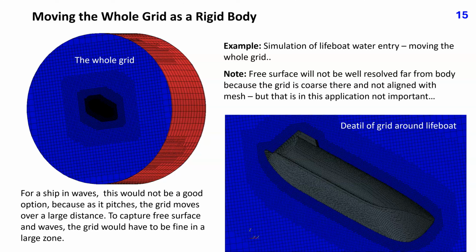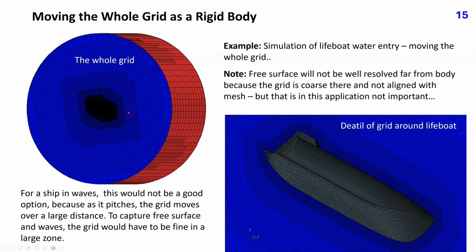An example in which the motion of the whole grid attached to the moving body is possible is the simulation of lifeboat water entry. However, only when the free surface is flat. This plot shows surface grid on the whole solution domain, while in this plot a zoom around the lifeboat is shown. As the lifeboat is falling through the air, it accelerates and may also rotate.